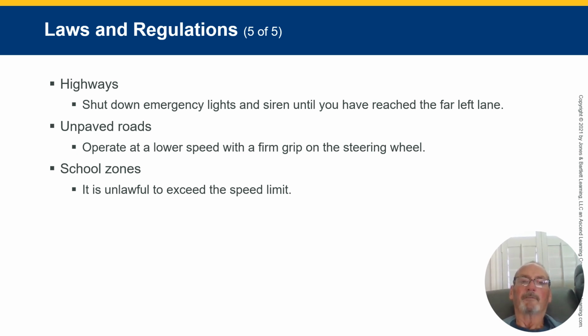School zones: it's unlawful to exceed the speed limit in the school zone, even responding on an emergency call. Do the posted speed limit. If it's 20, you're running lights and sirens at 20 miles an hour through the school zone. You do not pass any school bus that has its red lights flashing, regardless of what you're responding to. And if you're in a school zone, again, if it's 20 or 25 miles an hour, there's no school bus present, but the yellow light is flashing saying school zone, you're going to do the posted speed limit running lights and sirens.